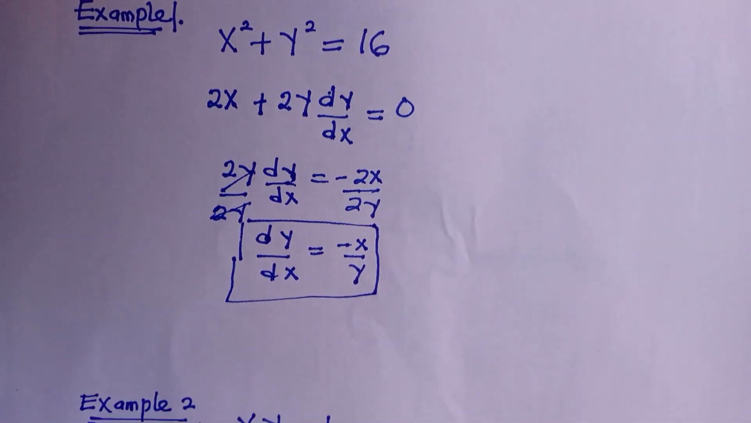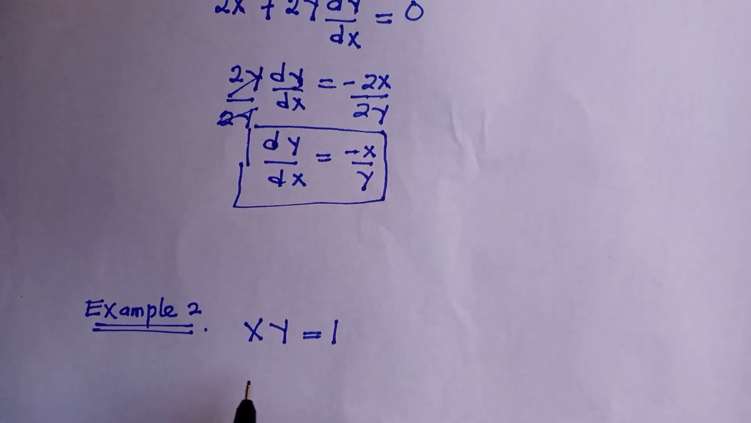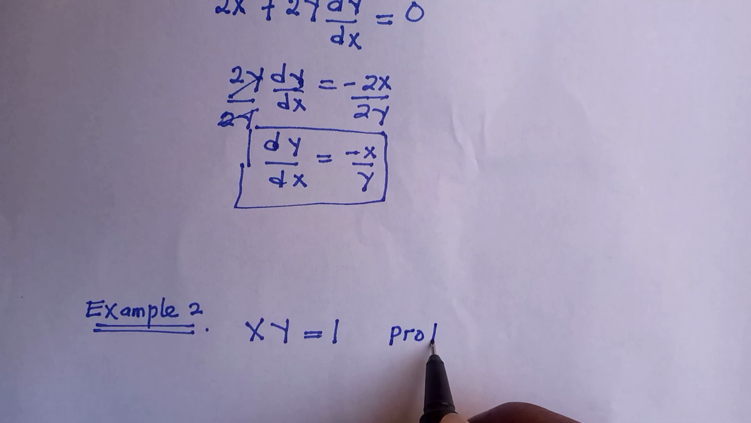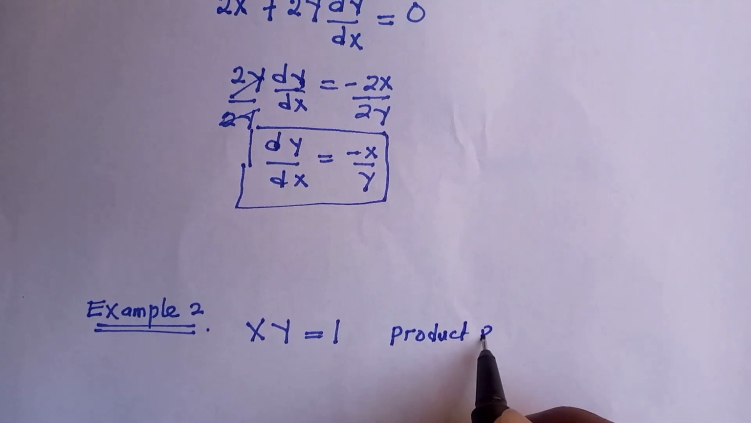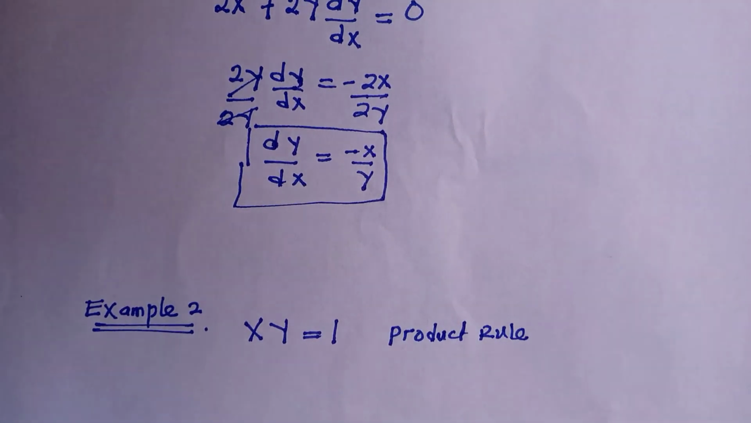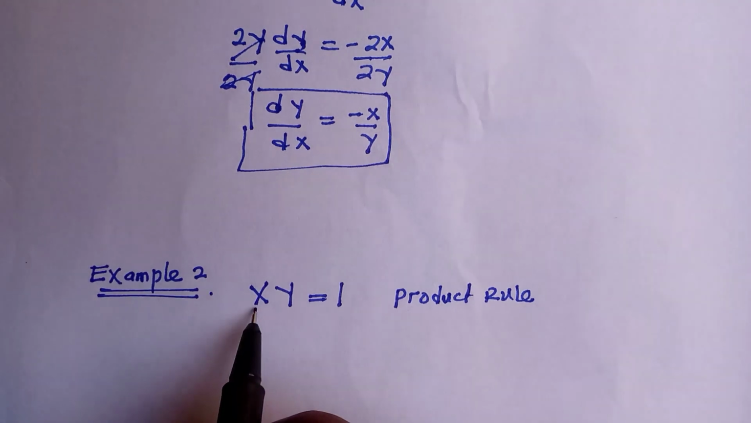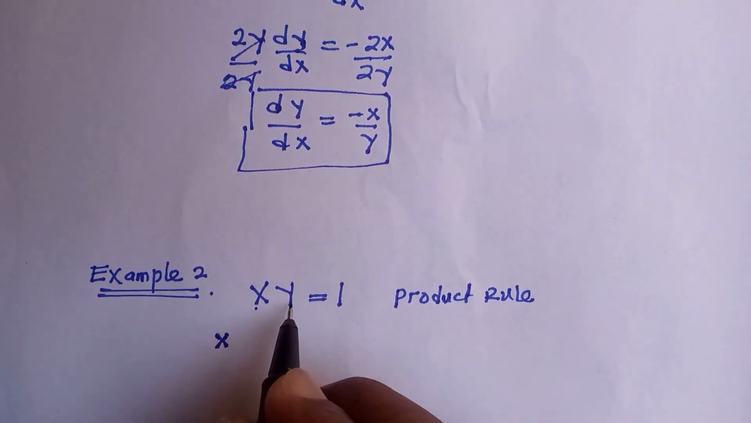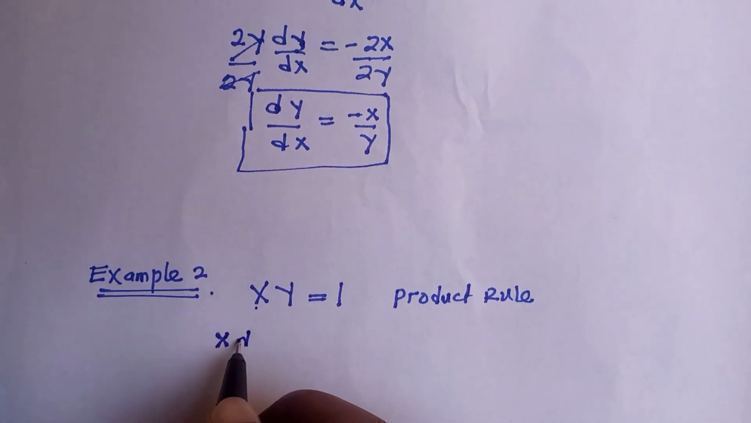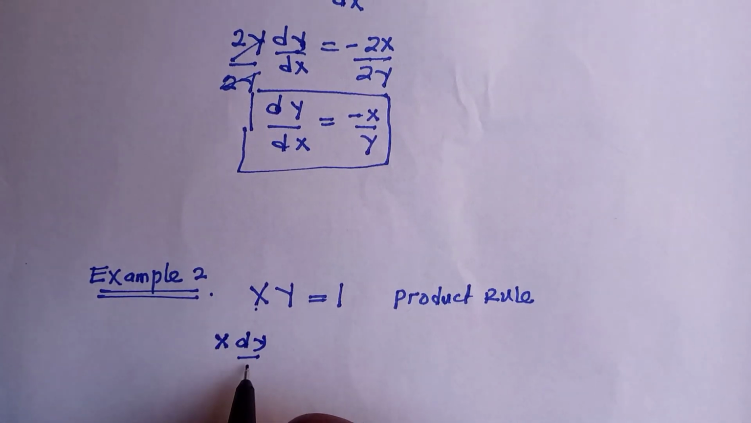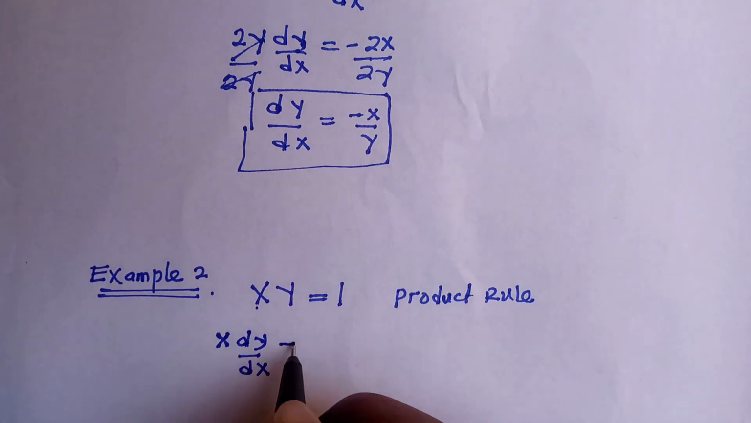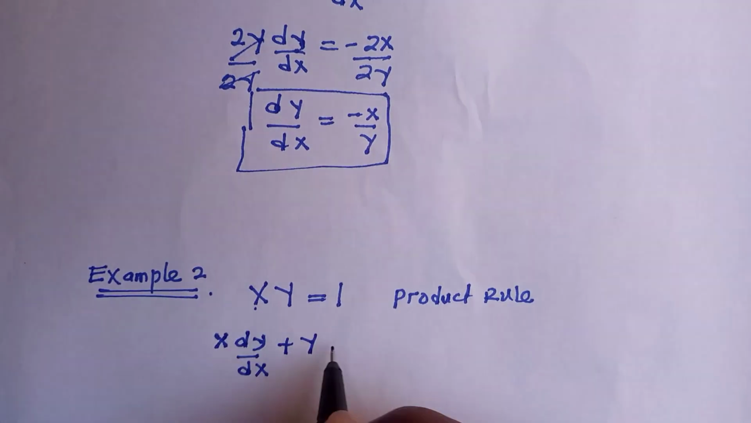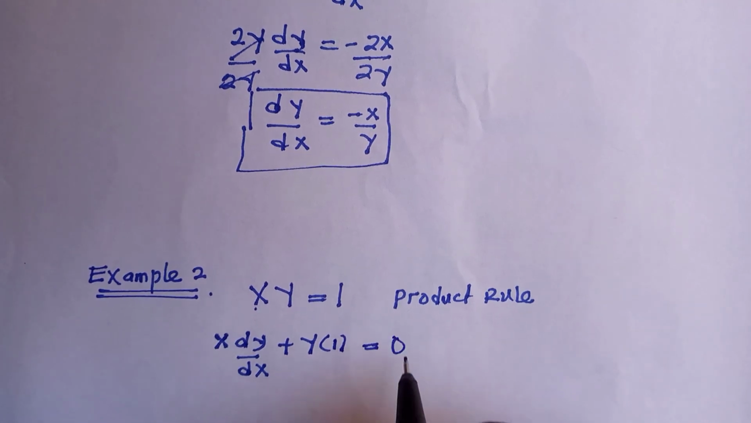So let's see how we can solve another one. For this one, we have xy with the operation of multiplication. So this is the product rule technique of solving differentiation. We keep the first one and differentiate the second one. When we keep x, we differentiate y, so we multiply it with dy/dx. Then we keep y as well, and we differentiate x, so that is 1, equals 0.